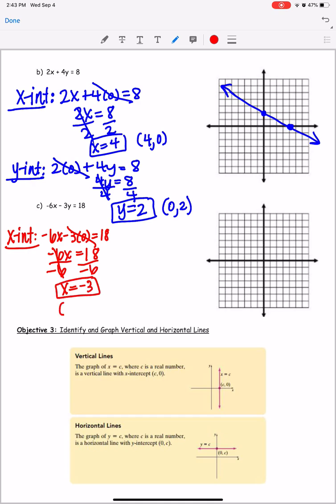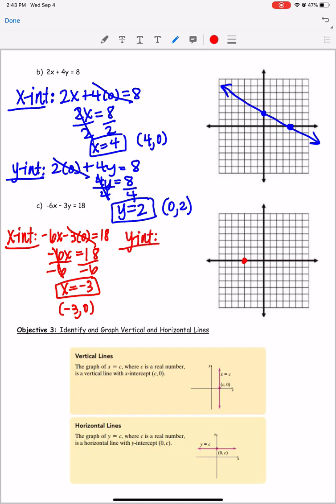So as an ordered pair, x is negative 3, and we plugged in a 0 for y. So on my x-axis, I'm going to go 1, 2, 3 over in the negative direction.